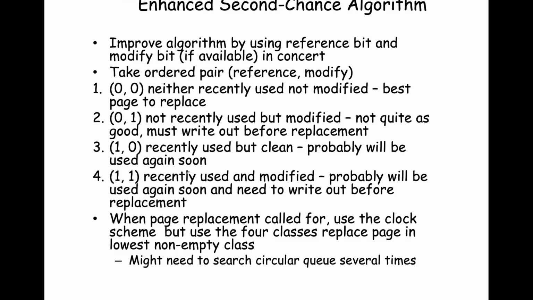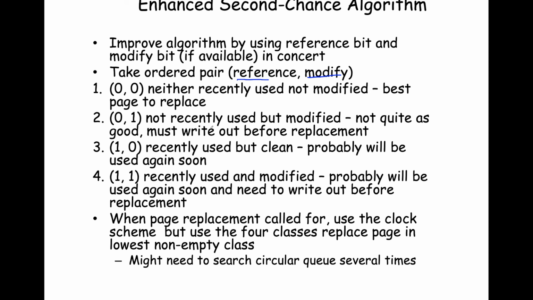There's also a so-called enhanced second chance algorithm. It operates just like the clock or second chance algorithm, but it uses a reference bit as well as a modification bit. It presents these bits as an ordered pair, starting with the reference bit and then the modified bit. So there are 4 different states for this ordered pair: 0,0, 0,1, 1,0, and 1,1. If it's 0,0, that means it has not been referenced and has not been modified. So it's neither recently been used nor modified, and this is the best page to replace, where the reference bit and modified bit are both 0.